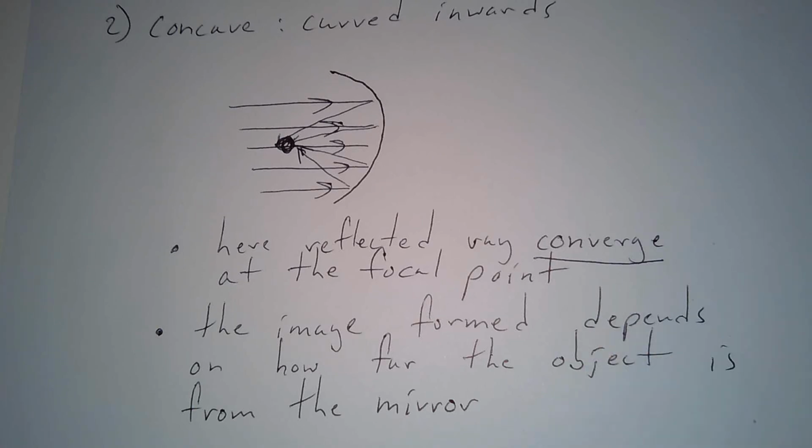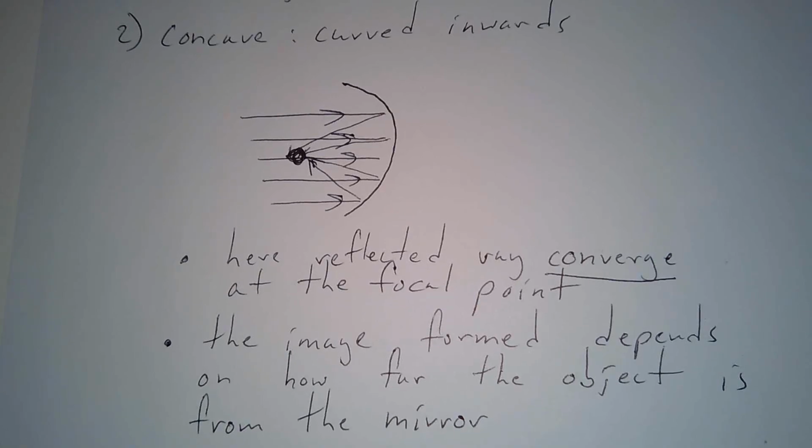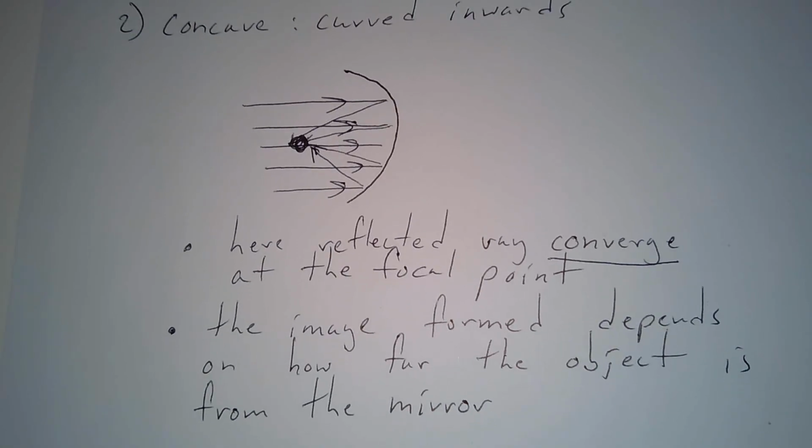I want you to look up, there's basically 3 different cases of what type of image you can expect. You can use your technology to find out how the image changes by where you are relative to the mirror. Okay, so I'll stop there.